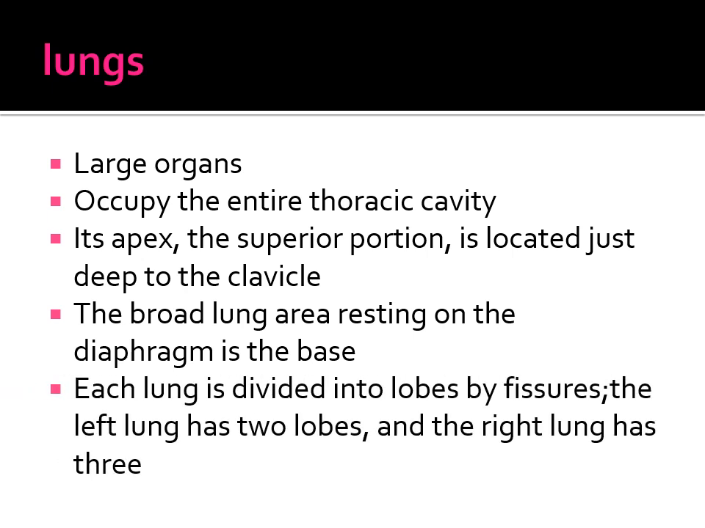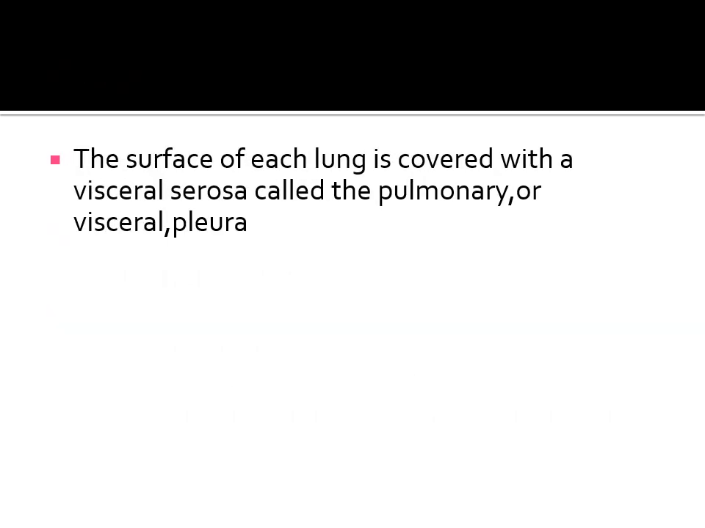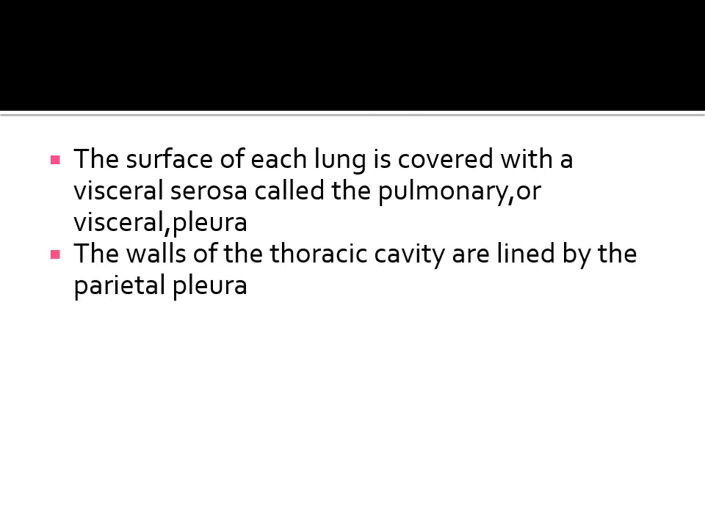Each lung is divided into lobes by fissures. The left lung has 2 lobes and the right lung has 3. The surface of each lung is covered with a visceral serosa called the pulmonary or visceral pleura. The walls of the thoracic cavity are lined by the parietal pleura.